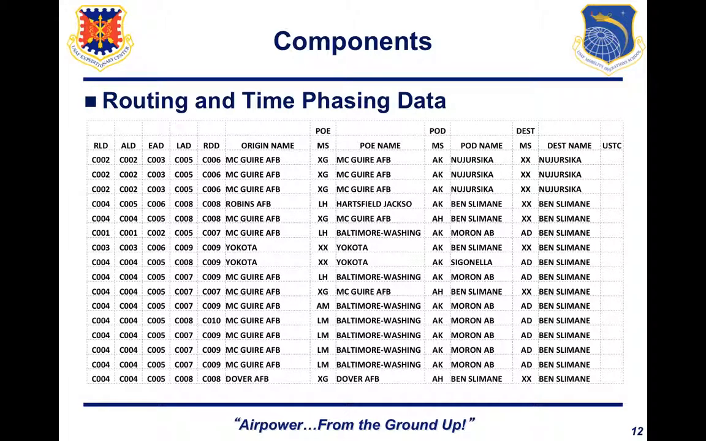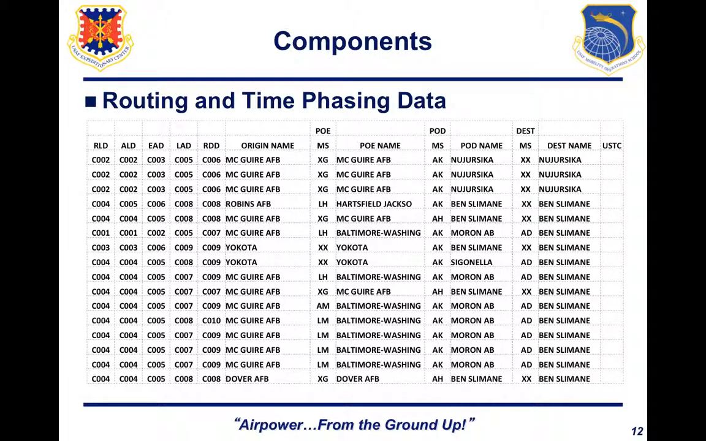The ALD is associated with the port of embarkation, which in this case is the same, McGuire Air Force Base. We can find out if it's the same if we research the port of embarkation mode and source code, the POE MS code. In this case, XG means that the origin and POE are the same. That's why if you look at the dates, the RLD and the ALD on the top line are the same, C2.